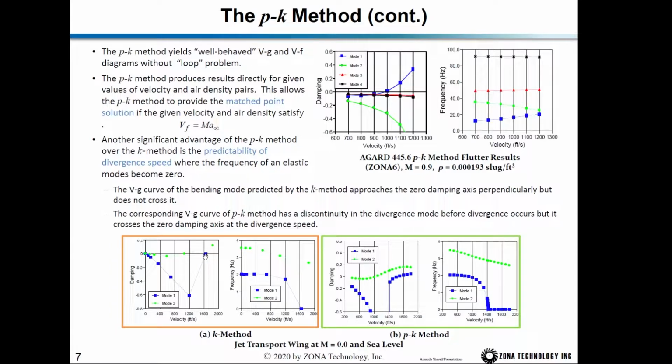However, graphically, you can tell this is a divergence instability. But if you look at the PK method, when the frequency of a mode drops to 0, it can drop to exactly 0. And if you look at the damping line, it can cross the 0 damping line. Therefore, numerically, the PK method can capture the divergence instability.